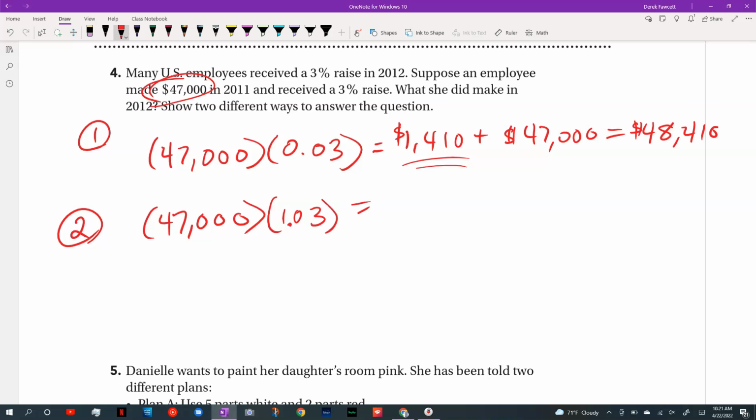So if you take 47,000 times 1.03, you will get 48,410. All right, it skips that whole find 3% and then add it to the original amount. If you just think of it, how much more does she have? She has 3% more. But she still also has that 100% from before. So that's why we multiply it by 103%.